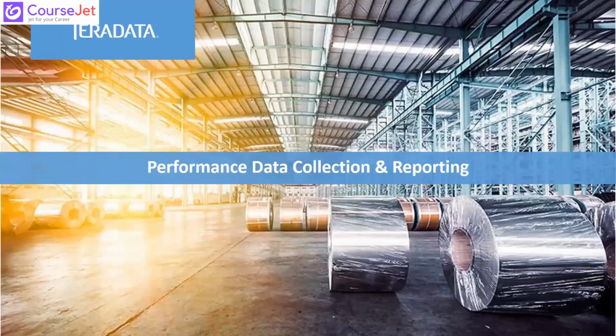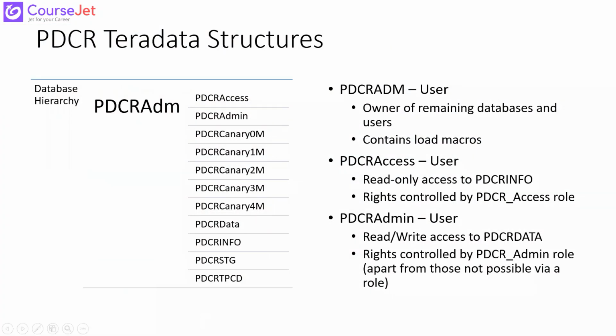In case you need to check the older data, you need to come here. Instead of DBC, you will be giving PDCR info. This is the view database. The remaining table names will be similar. You just need to give the database name different. Instead of DBC, you need to refer to this PDCR. So these are some of the details about the PDCR admin access.